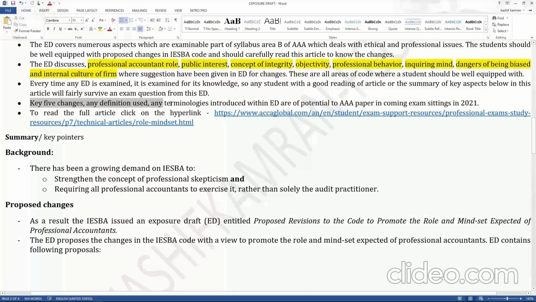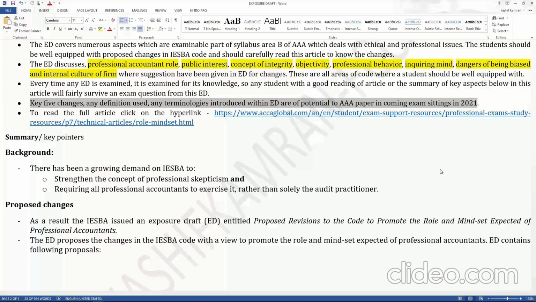The definitions used and the terminologies introduced by the exposure draft are potentially relevant to the AAA paper in the coming exam sittings in 2021, right? When I read this article, I tried to summarize the changes into five changes. There are lots of definitions and terminologies used in this exposure draft, which I believe are a potential for a AAA student. I tried making a summary of that in my document, and I will be reading through that summary and guiding you about the potential changes which have come in the exposure draft and why.